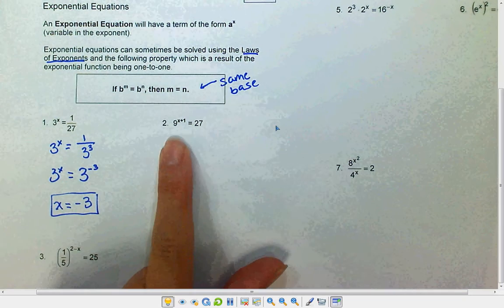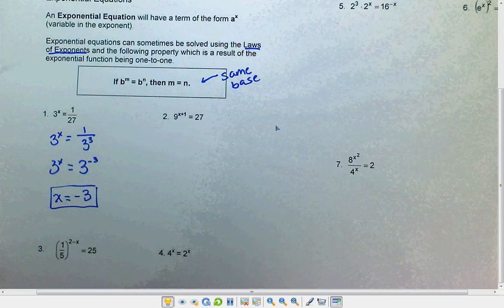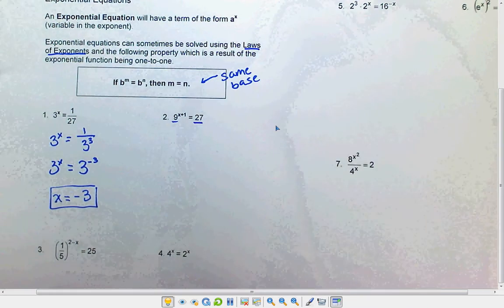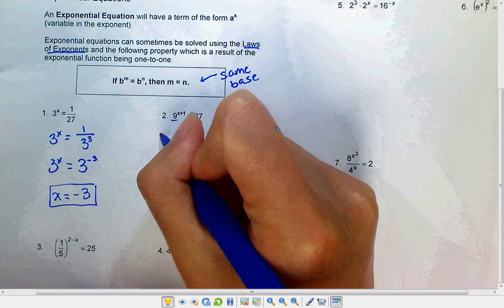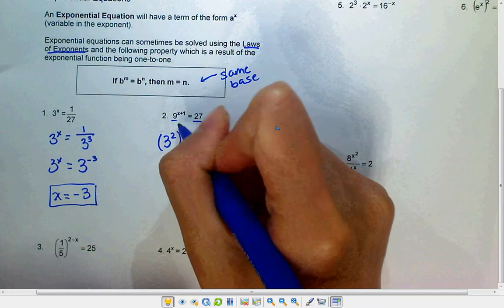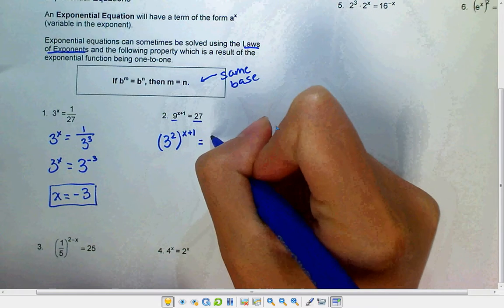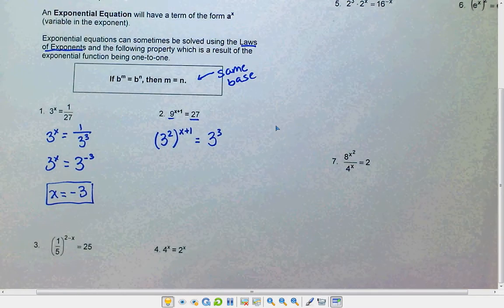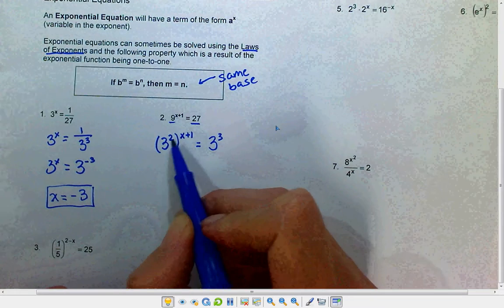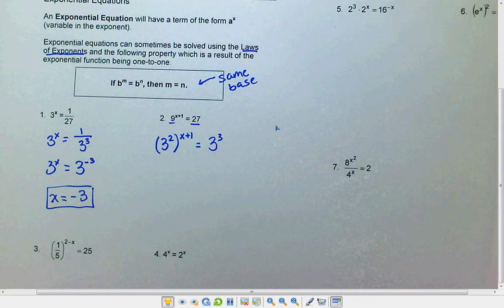Again, our first step is we're trying to get all of our bases to be the same. We have a 9 and we have a 27. We know we can rewrite both 9 and 27 using 3. So instead of a 9, I'm going to have 3 squared. I still have this x plus 1 on the outside. 27 I can rewrite as 3 to the third power. Now for this one, what do we need to do with our exponents, 2 and x plus 1? Those ones we're going to multiply.